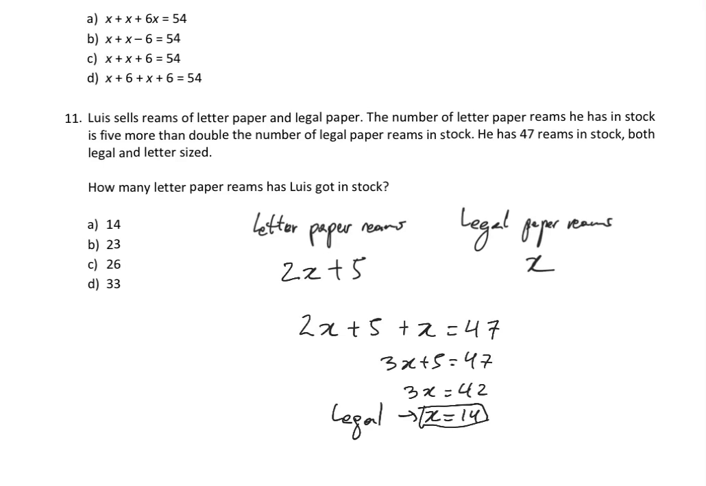And the question is about letter paper reams. Yeah, so letter paper reams are 2 times 14 plus 5, because x is 14, and that's legal paper reams. 28 plus 5, this is your 33. So the answer is 33 reams of legal paper.